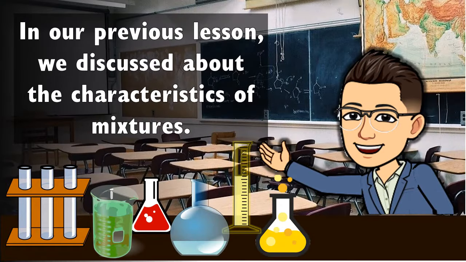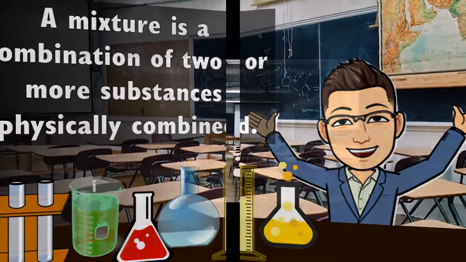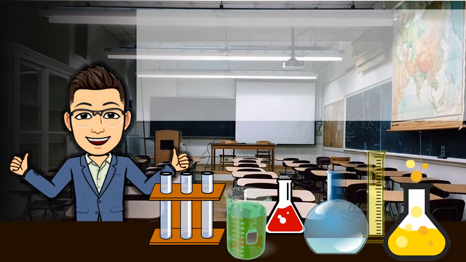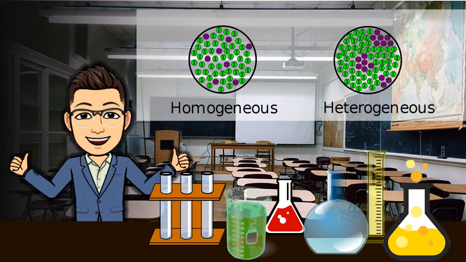In our previous lesson, we discussed the characteristics of mixtures. Can you give the characteristics of mixture? You're right. A mixture is a combination of two or more substances physically combined. What are the two types of mixtures you have learned in our previous lesson? Correct! Homogeneous mixture and heterogeneous mixtures.